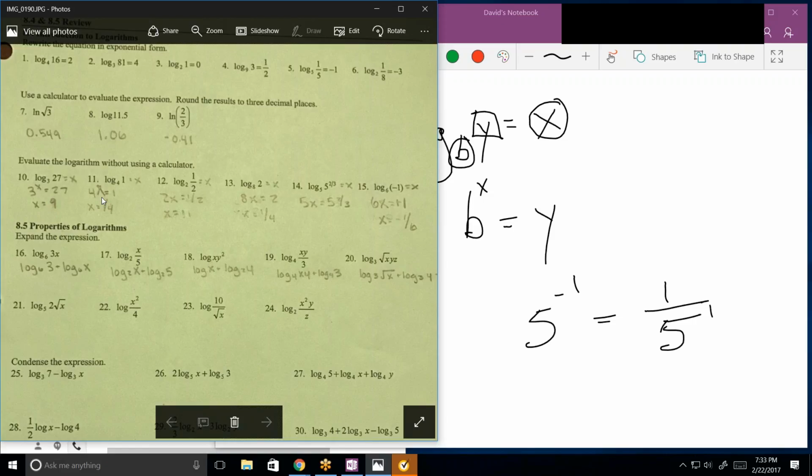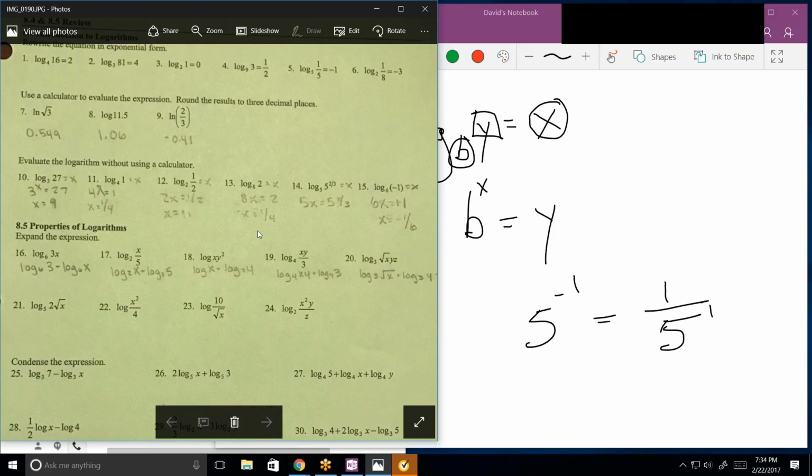Here you got 4 to the x power equals 1. What does x have to be? 0. Yes. Okay. Change that one. Here you got 2 not times x, 2 to the x power equals 1/2. What would x be? -1. Good.